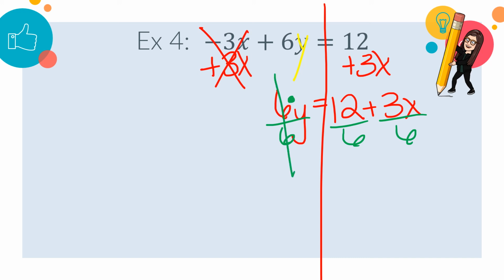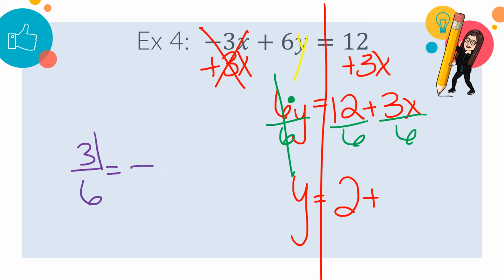The y falls down. 12 divided by 6 is 2. 3 doesn't divide by 6. Let's talk about that. 3 doesn't divide by 6, but it does go down. If I divide top and bottom by 3, I can get this down to 1/2. So I have a 1/2 x.